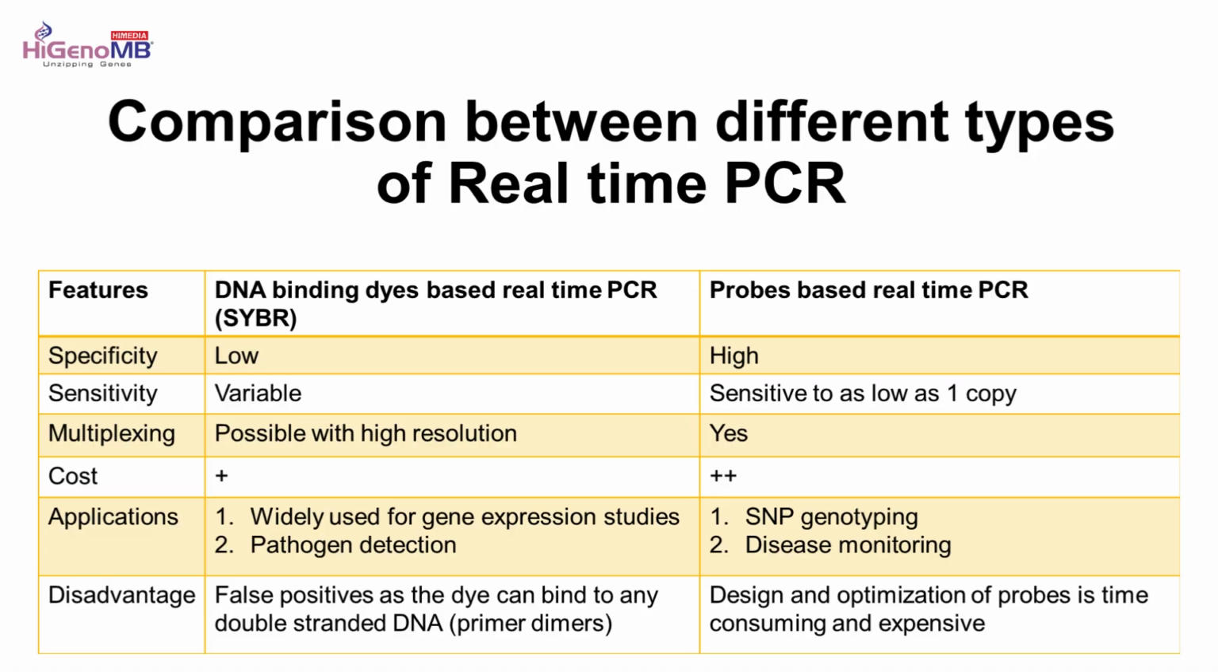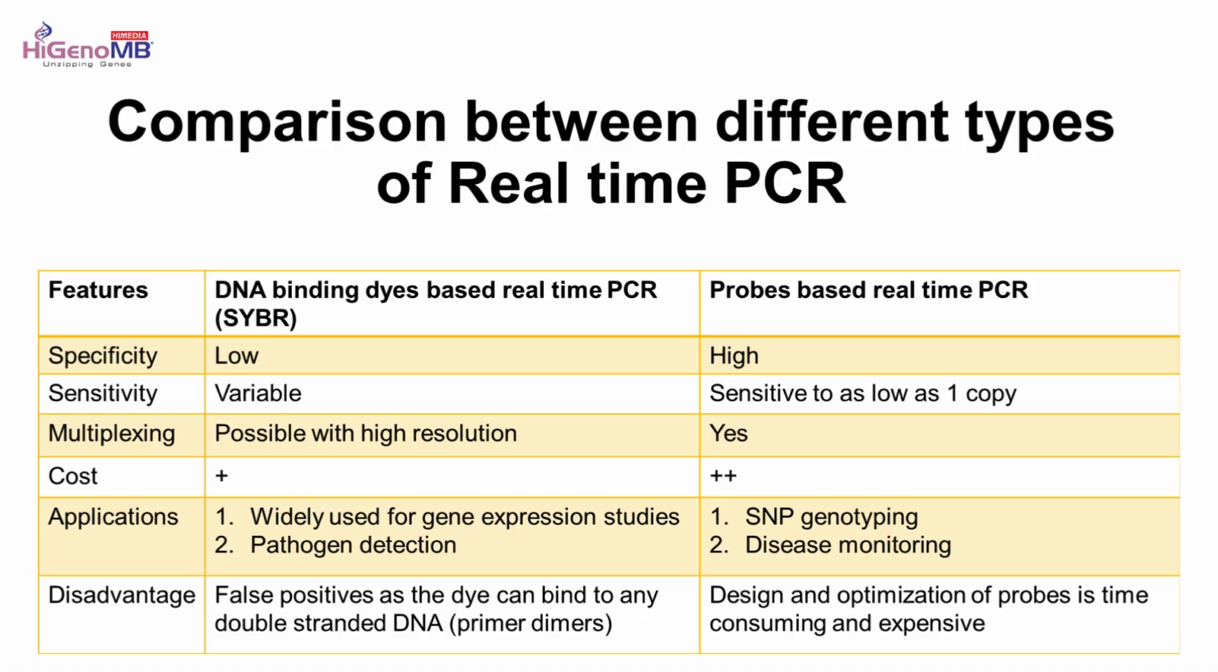Okay, so we can compare the two different types of real-time PCR. These DNA binding dyes are one kind of real-time PCR, and probe based real-time PCR, where I explained about hydrolysis probes, the molecular beacons, and the dual hybridization probes. So this forms the probe based real-time PCR. So let's compare the features between these two different types of real-time PCR.